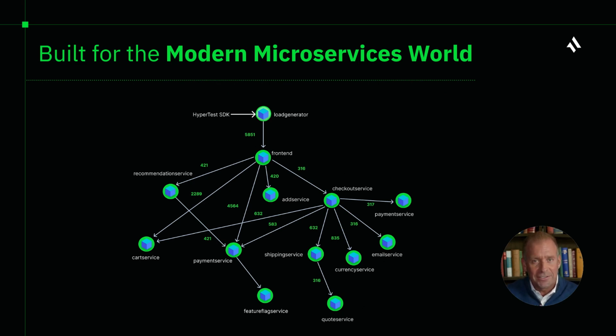This should not be the case, so we built HyperTest to eliminate these failures by giving teams integration tests built directly from application traffic. This helps them test actual behavior, not just code. Let's see how this works.